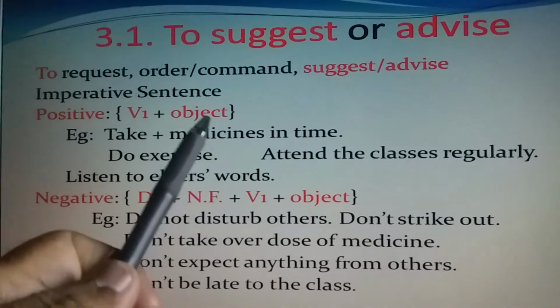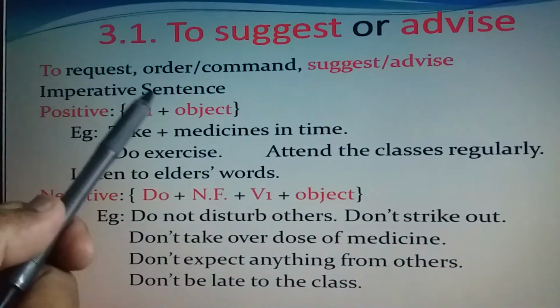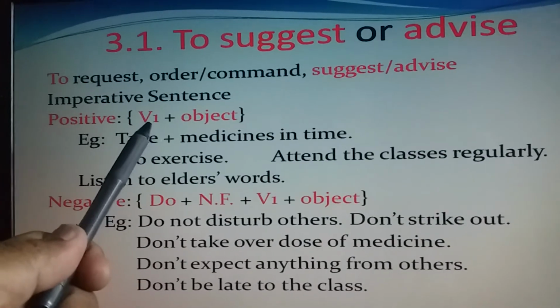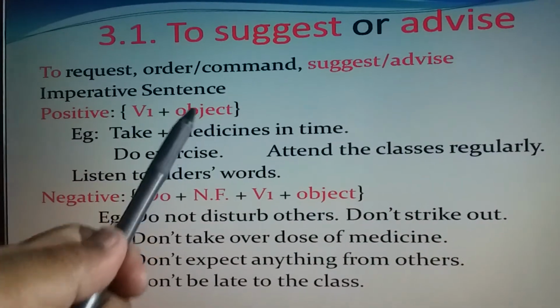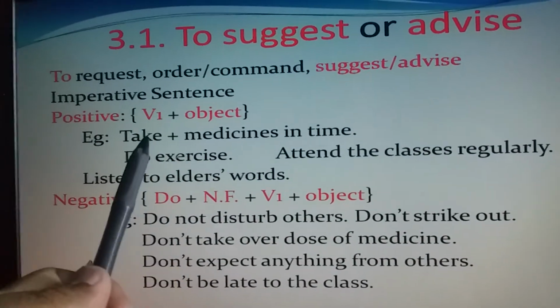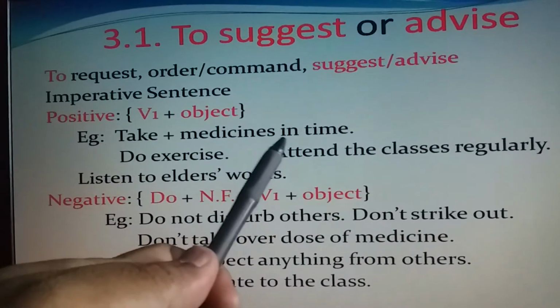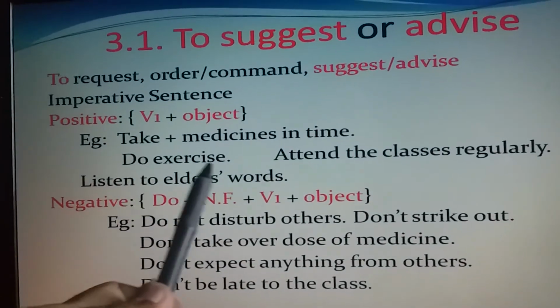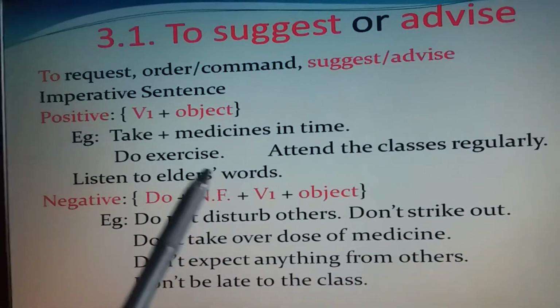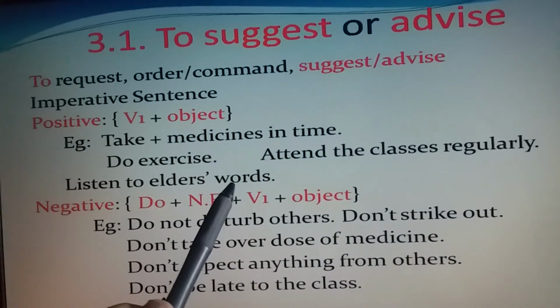And the third variety is suggestion or advice. Imperative sentence, suggestion sentence. And the same structure, V1 plus object: take medicines in time. The doctor is advising the patient by saying, take medicines in time. In the same way, do exercise. Attend the classes regularly. And in the same way, listen to elders' words.